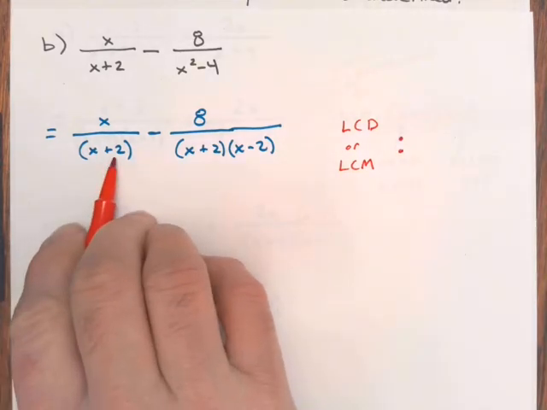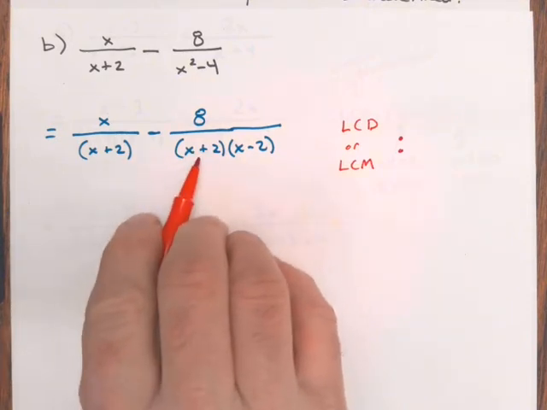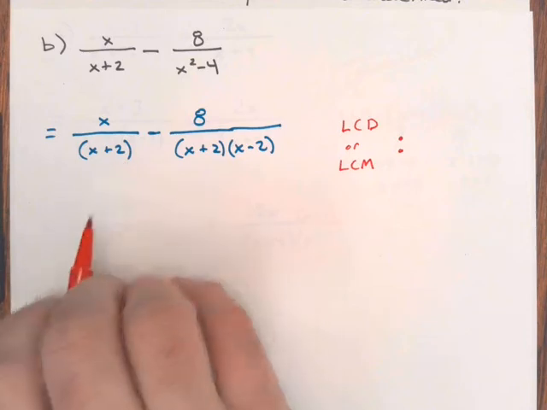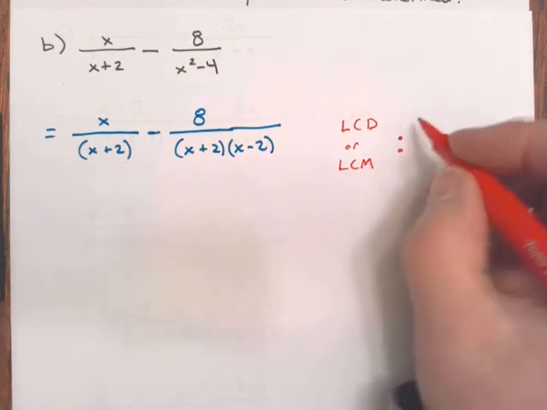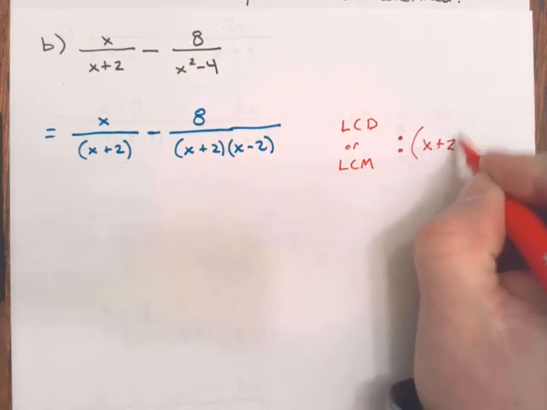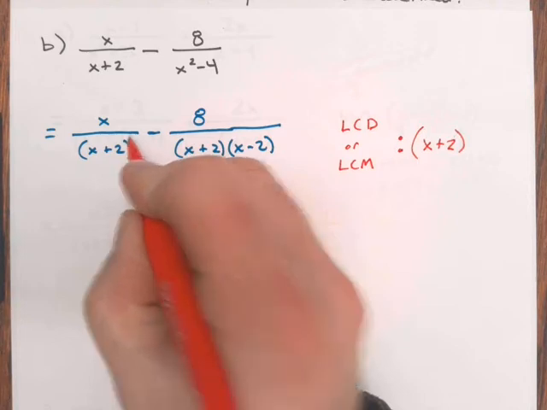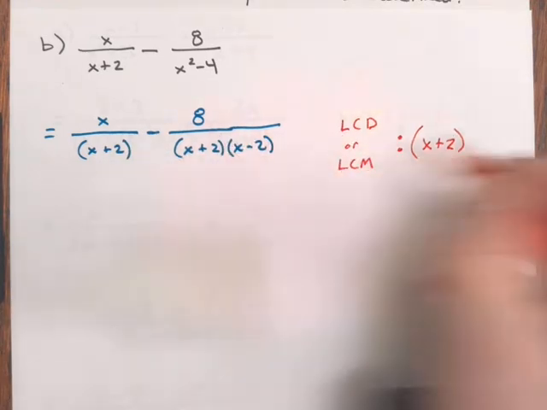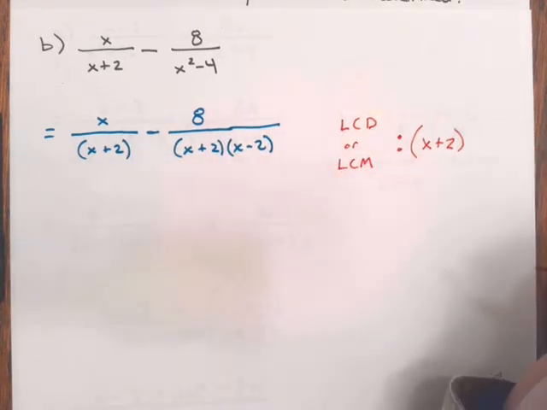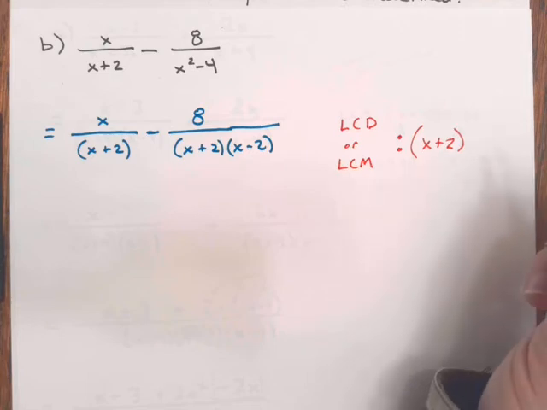I have a factor of x plus 2 in the bottom of this first fraction. I also have a factor of x plus 2 in the bottom of the other. When they occur in more than one place like that, you want to grab the one with the highest power, but both of those are x plus 2's raised to the first power. So x plus 2 to the first power will be our least common multiple.